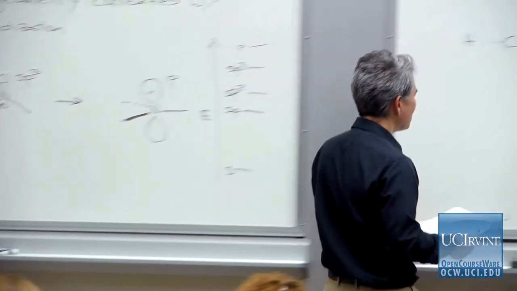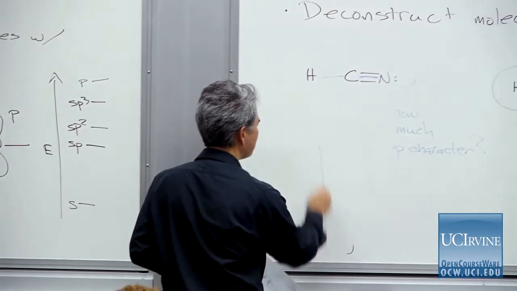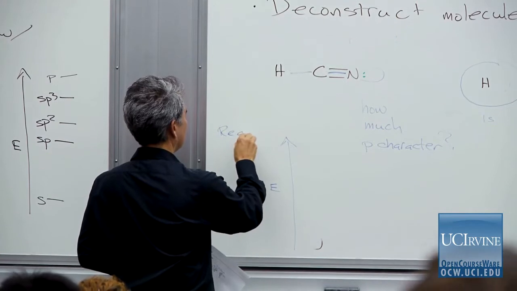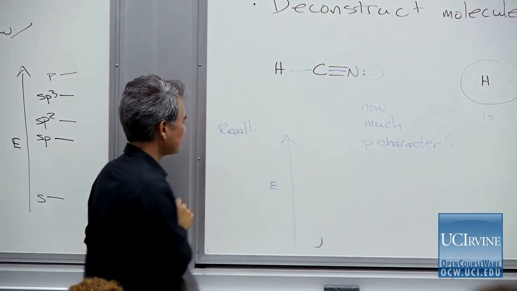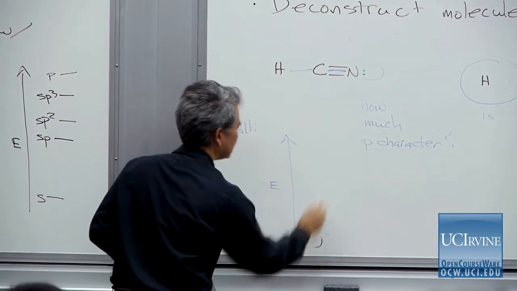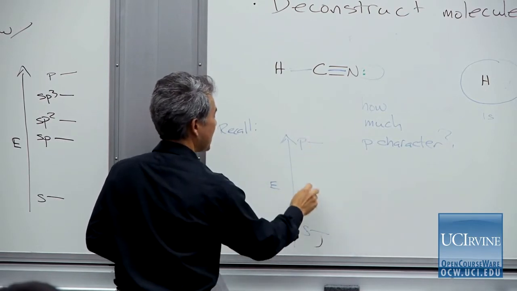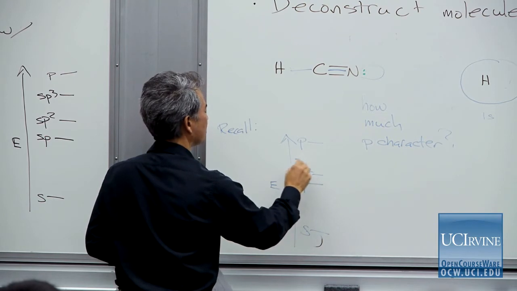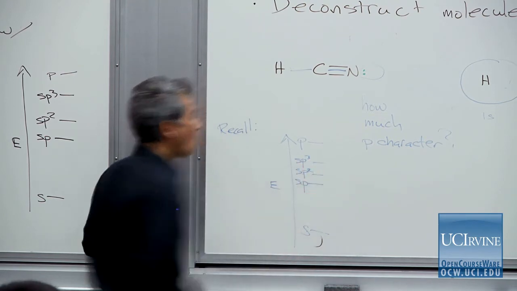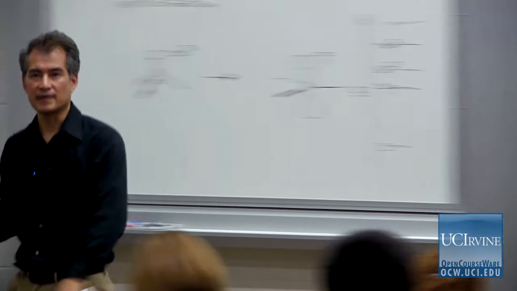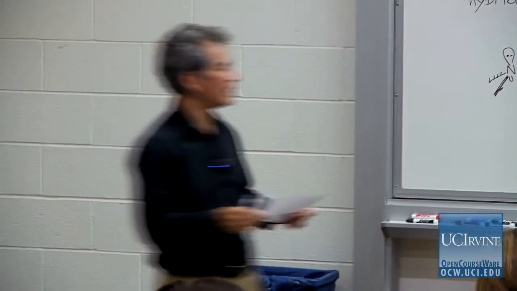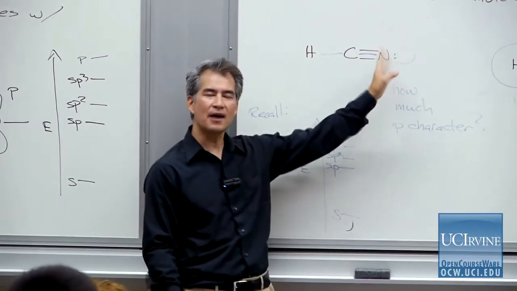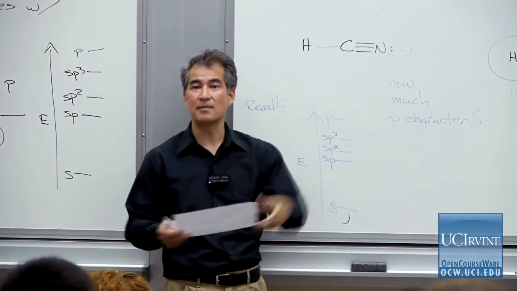Let me just remind you of why I'm always asking myself how much p character there is. It's because p orbitals are high in energy, and the more p character you have, the more nucleophilic you are. I am always asking myself how much p character there is in every single bond and every single lone pair, because I care how nucleophilic this bond is. I care how nucleophilic that lone pair is relative to other molecules.